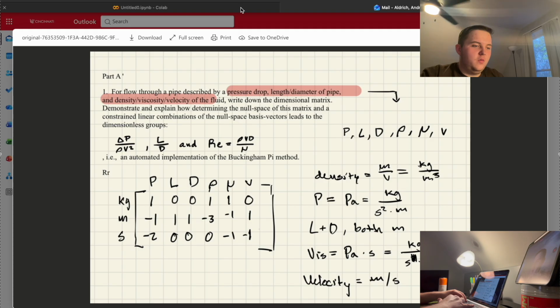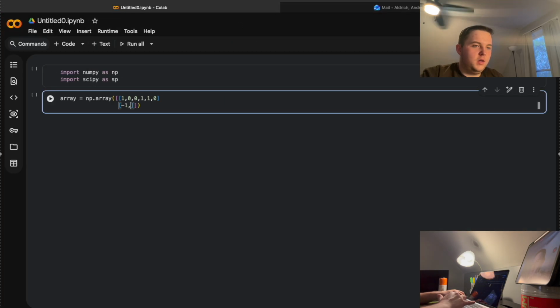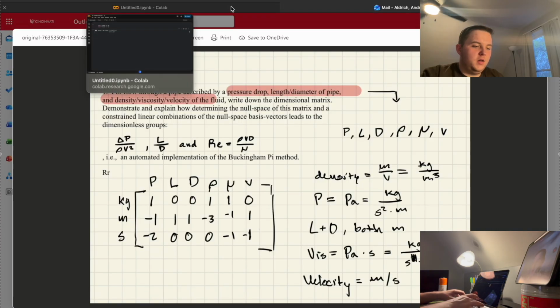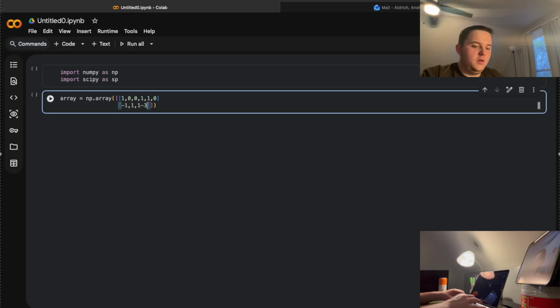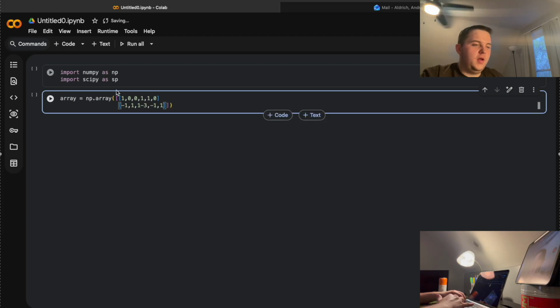Negative 1 1 1, negative 1 1 1, negative 3 negative 1 1, negative 3 negative 1 1, and then we're going to need a bracket. Let's go back. So when I'm hitting enter, that's just telling our command here that we're moving on to the next part of the array.